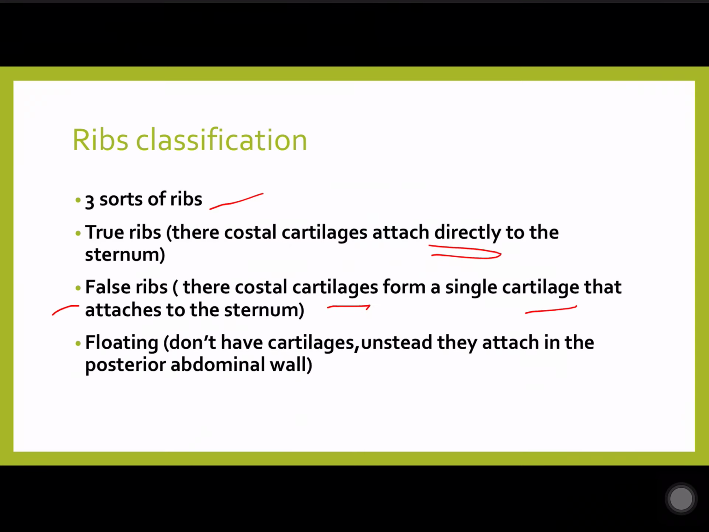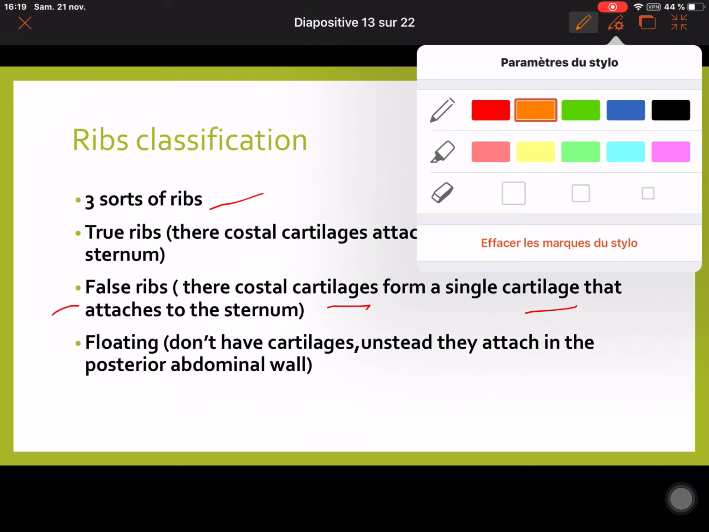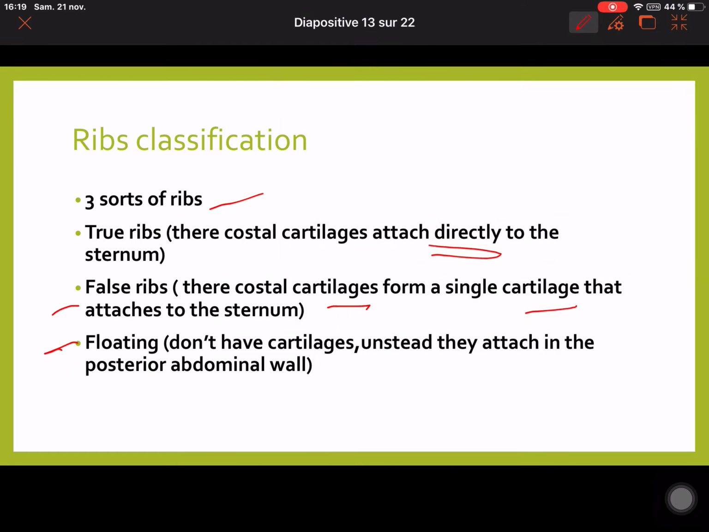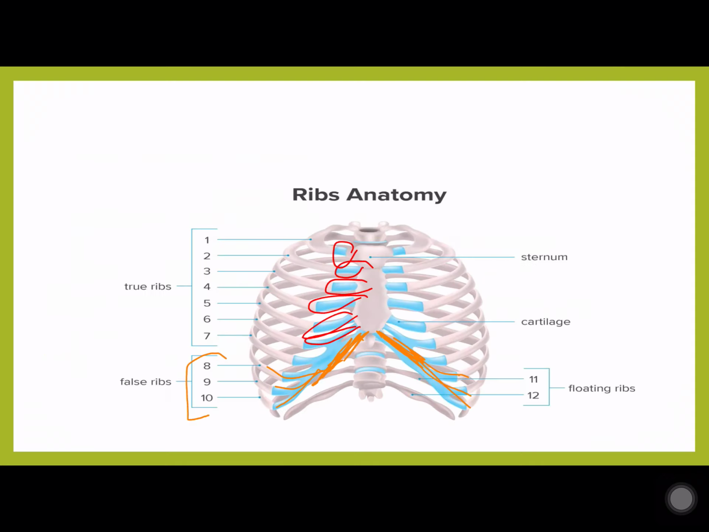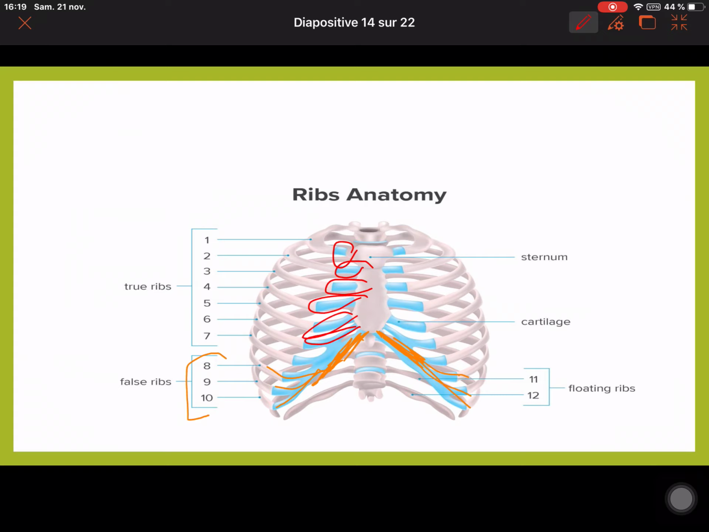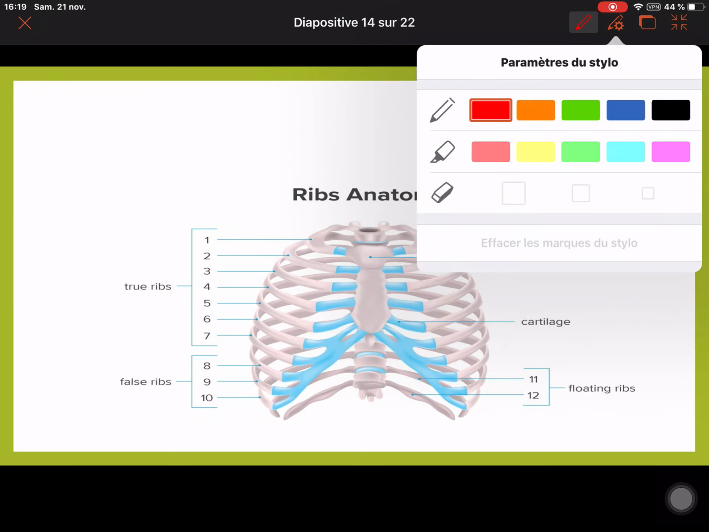Okay, and then lastly, we have the floating ribs. Floating means free ribs that don't have cartilages. Instead, they attach in the posterior abdominal wall. Okay, here in the picture, the floating ribs don't have cartilages. Instead, they attach to the abdominal wall.